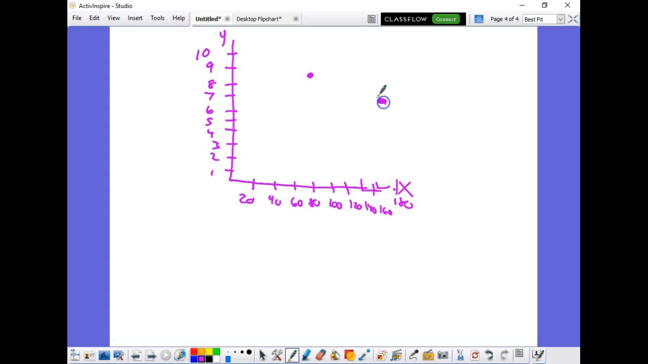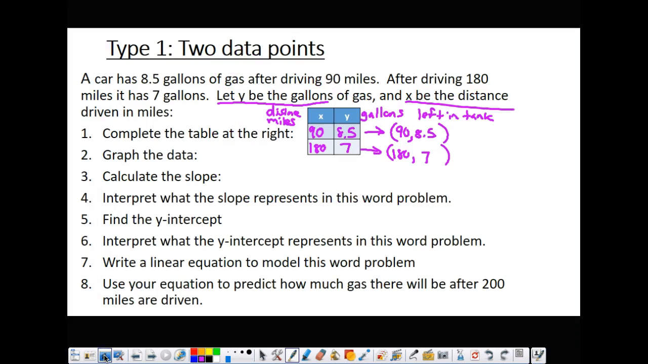So what do you notice about this graph? It's decreasing, right? And that makes sense, right? The amount of gas in our tank is going down as we drive. So we would expect this to have a negative what? Slope, right? All right, so there's our graph, and there's your table again.